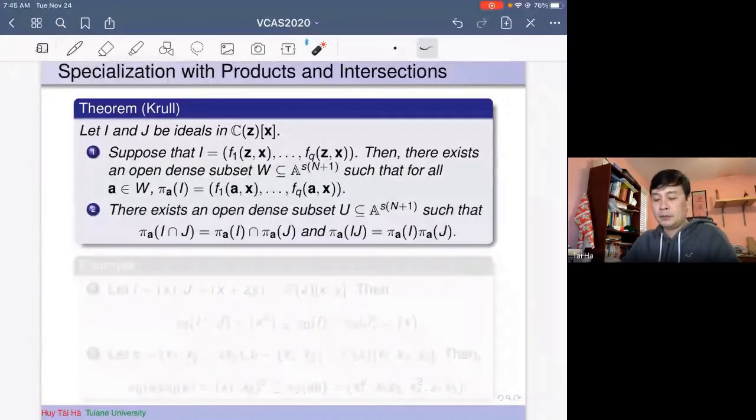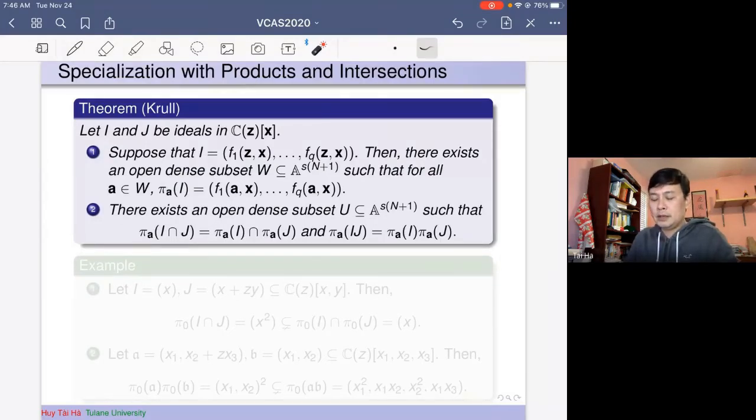This is a theorem of Krull, and it says that if we start with a collection of generators of I, then there exists an open dense subset of the parameter space such that for every A in that open subset, specializing I with respect to A is the same as substituting A for z, or specializing the generators. Specialization works well also with intersections, products and additions of ideals. I'm going to mention intersection and product because that's what we are using.